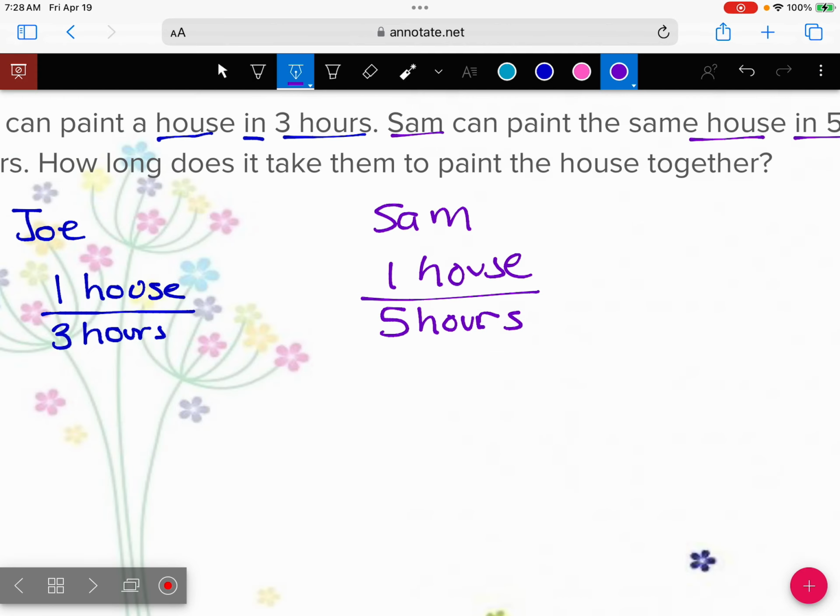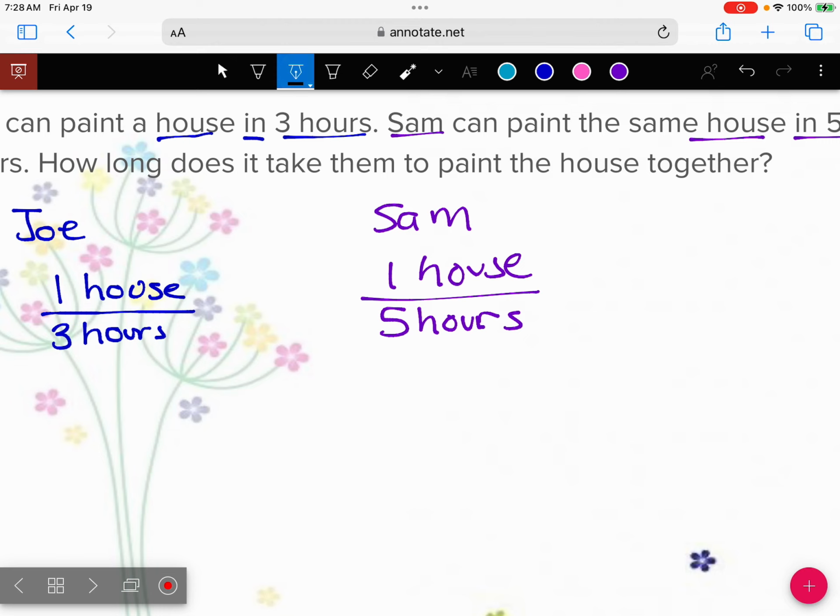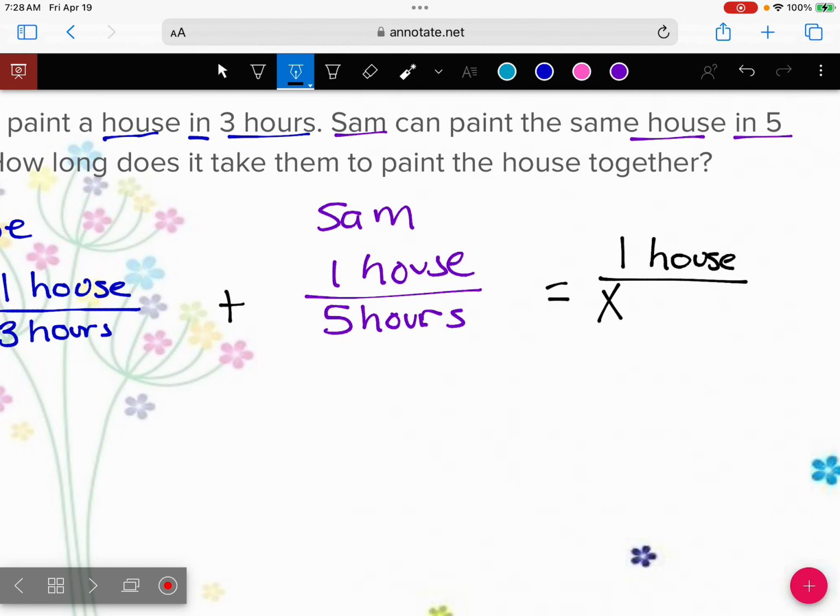There we go. So we want to know if they work together. So if we add their work together, combined, they can paint one house in some number. I don't know that, so we're going to use a variable of hours.